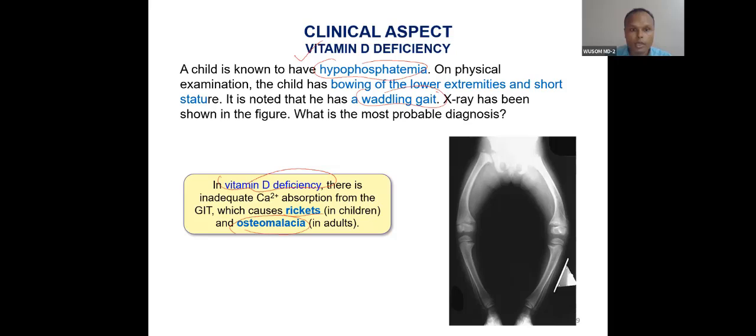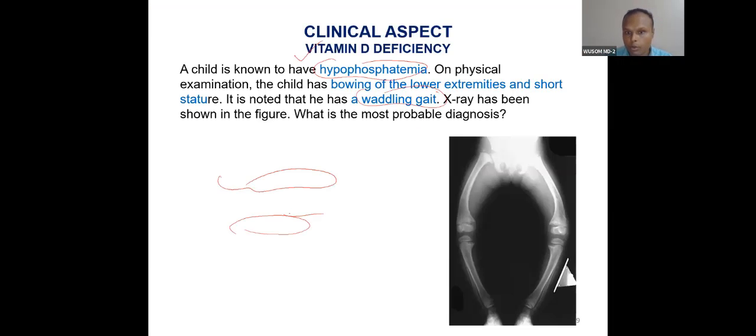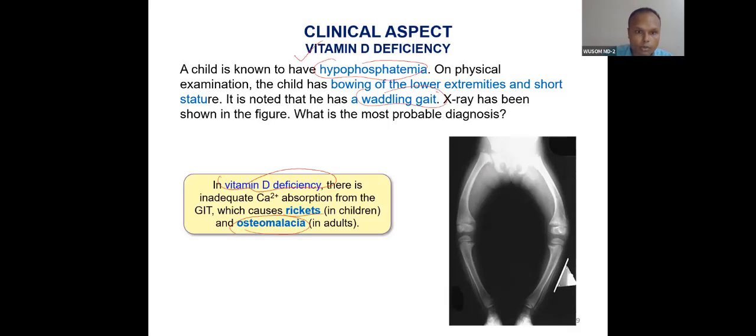So this is because of vitamin D deficiency, and this is how it will cause deficient calcium absorption. If vitamin D is deficient, it will cause deficient calcium absorption and demineralization of bone. Bone will not be mineralized properly, and in babies it will cause rickets. And in adults, if it happens, it will cause osteomalacia. Bone is very fragile. Pathological fracture will happen.